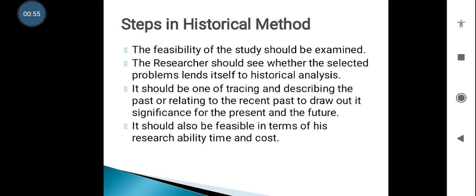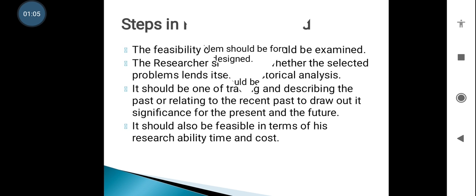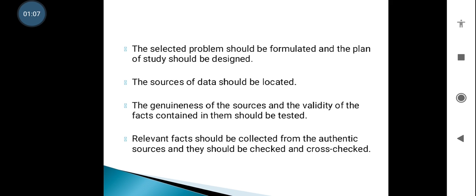Next, it should be feasible in terms of its researchability, time and cost. As a researcher, we need to consider the feasibility of time and cost. The selected problem should be formulated and the plan of study should be designed. The selected problem will be formulated, and the plan of study, the systematic process to be adopted for the particular historical analysis, will be designed. Then the sources of data should be located.